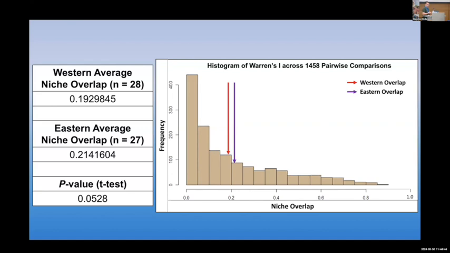It is important to note that with the niche overlap analysis, niche modeling is prone to broad scale distribution predictions if there are too few occurrence records for it to really make good predictions. So a lot of these Western taxa are more rare and thus have less occurrence data, so they might contribute to an inflated niche overlap value.